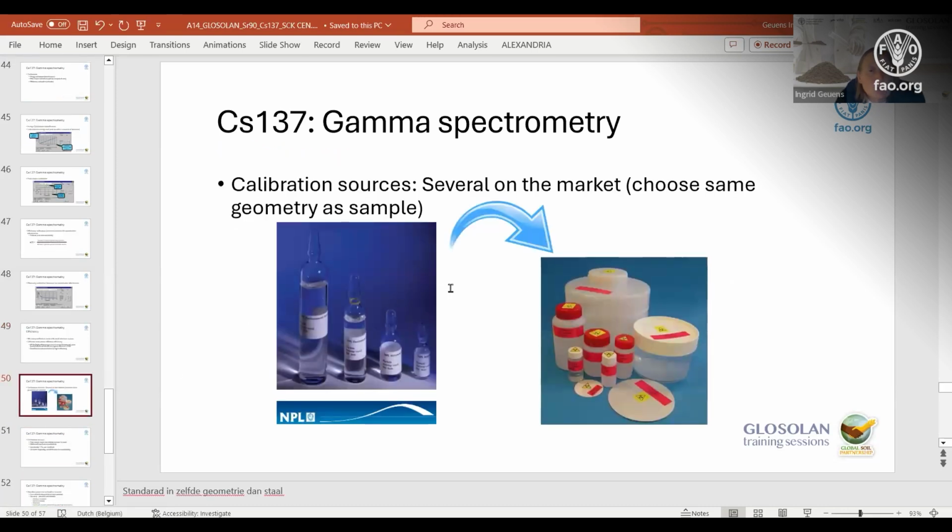There are a lot of calibration sources on the market. Important is that your standard has the same geometry as your sample. The same kind of vials are used. That's why most of the time we prefer liquid materials, and that's why we also bring our materials into solution. It's hard to get standards on the market of solid materials. It's very hard, and most of the time you have to calibrate yourself. And that's why we choose most of the time to go over the liquid material.